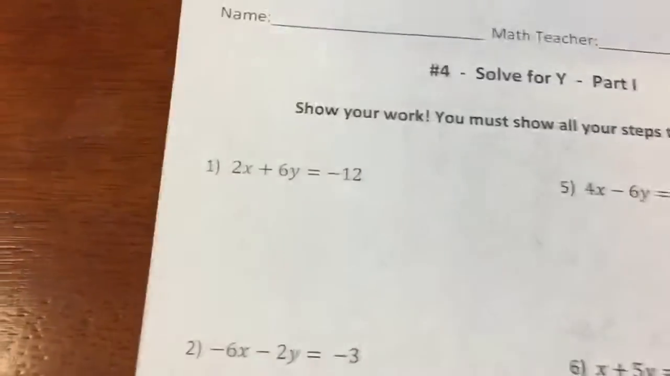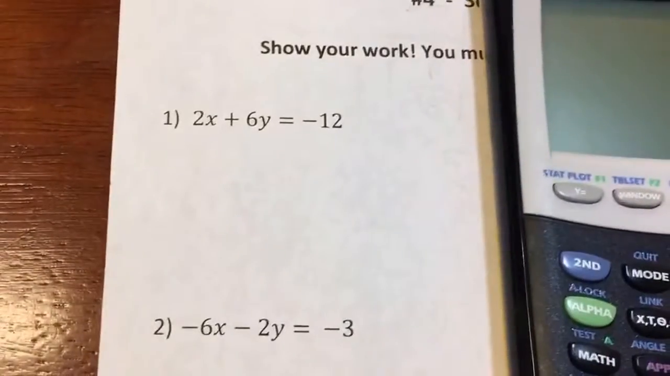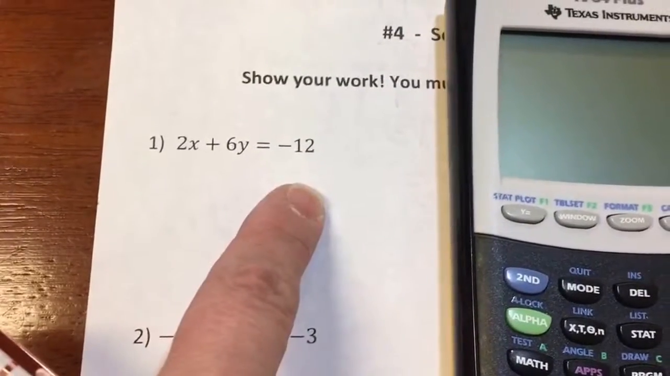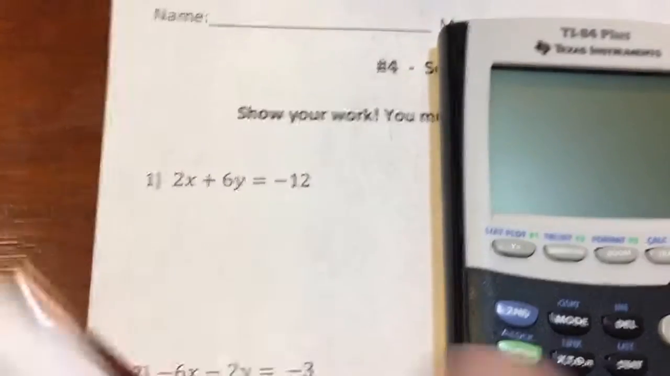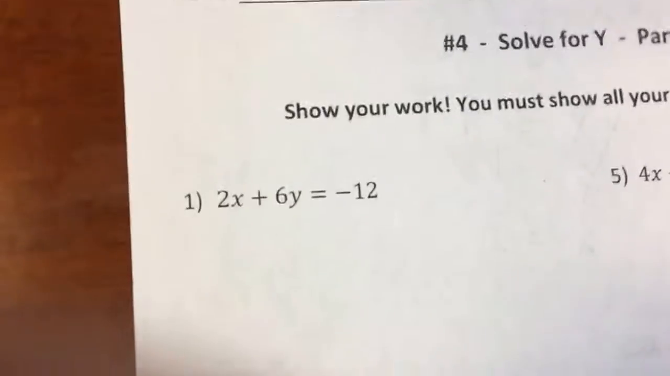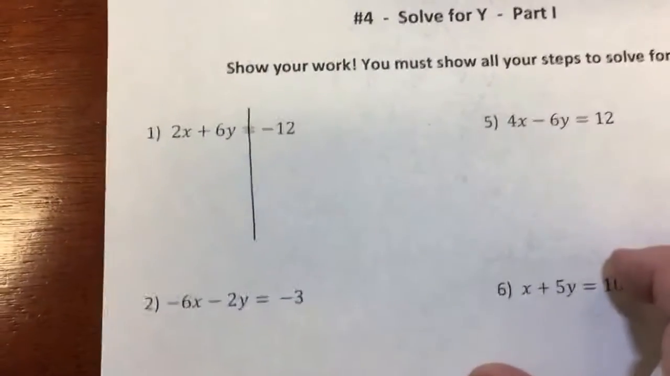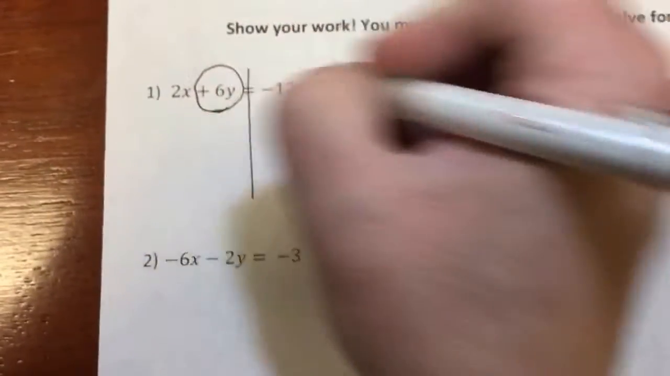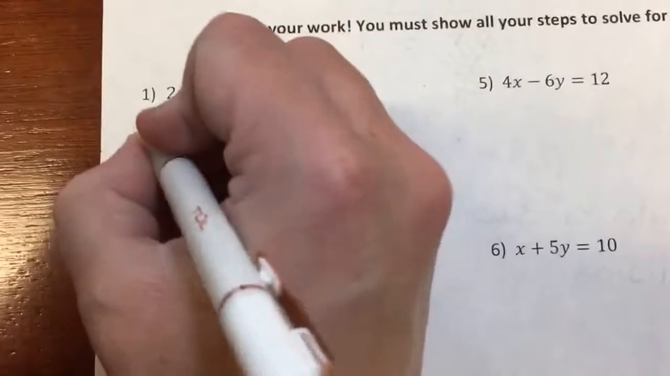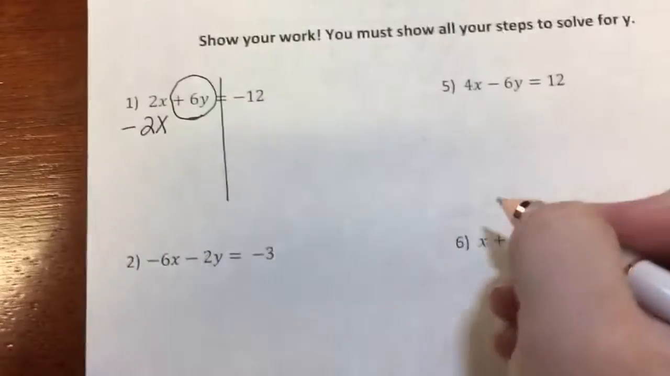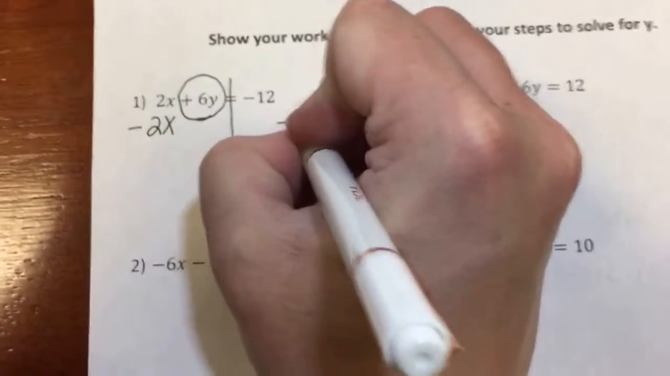All right, so so far this year, the equations you've used have said y equals, and you've just been able to put it in your y equals. Well, this equation doesn't say y equals, so we have to change it to where it does say y equals. It's the same thing as the other equations that you already know how to do. So we're going to circle what we need to isolate. We need to isolate the y. So we're going to move everything else to the right. The opposite of a positive 2x is to minus 2x. And we're going to do it to the other side of the equation.